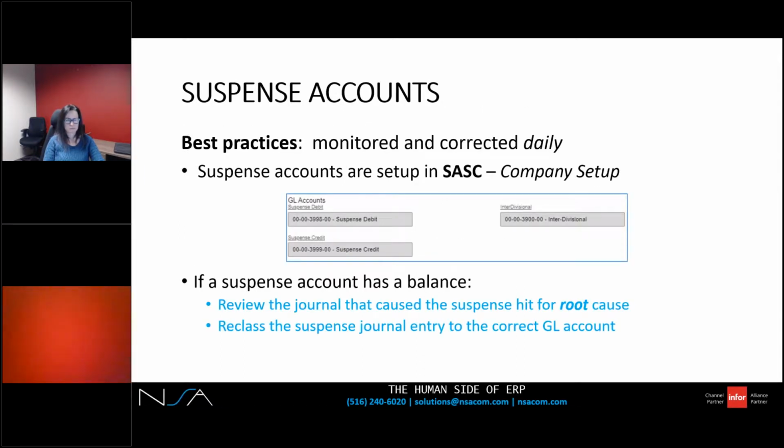Okay, next. So we ran through those reports. Now let's talk about suspense accounts, the bane of accounting. Best practices are to clean these up daily. If something hits suspense, something went wrong. So usually, not always, usually this is caused by somebody setting something up and not informing accounting. So whatever the general ledger integration was has not been set up yet.